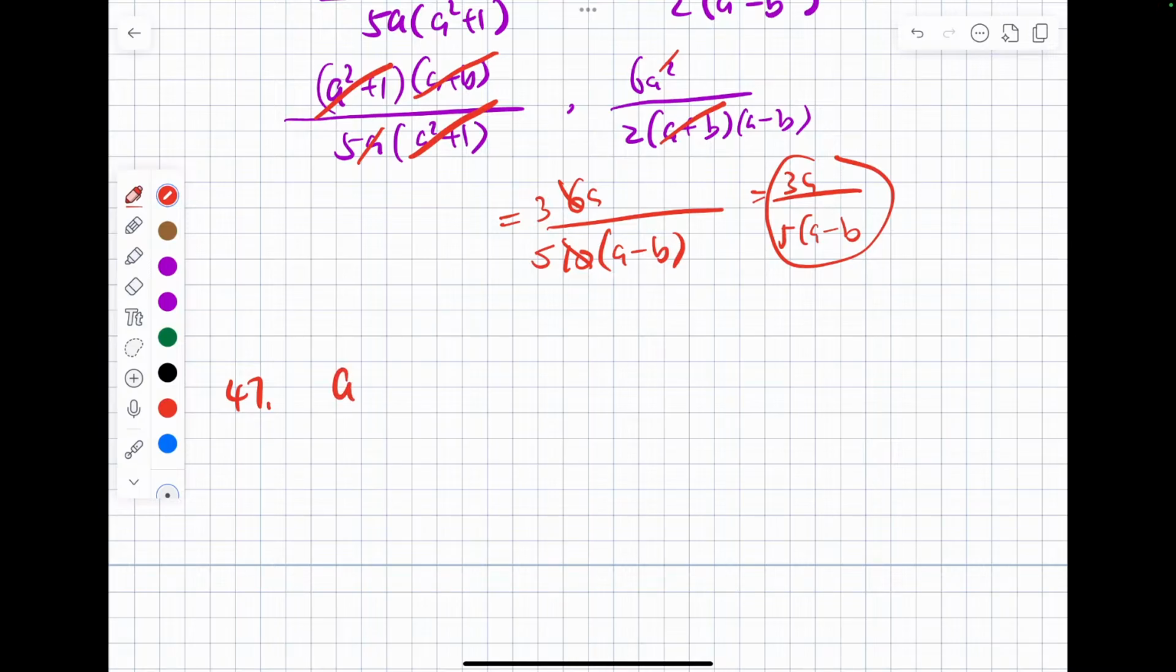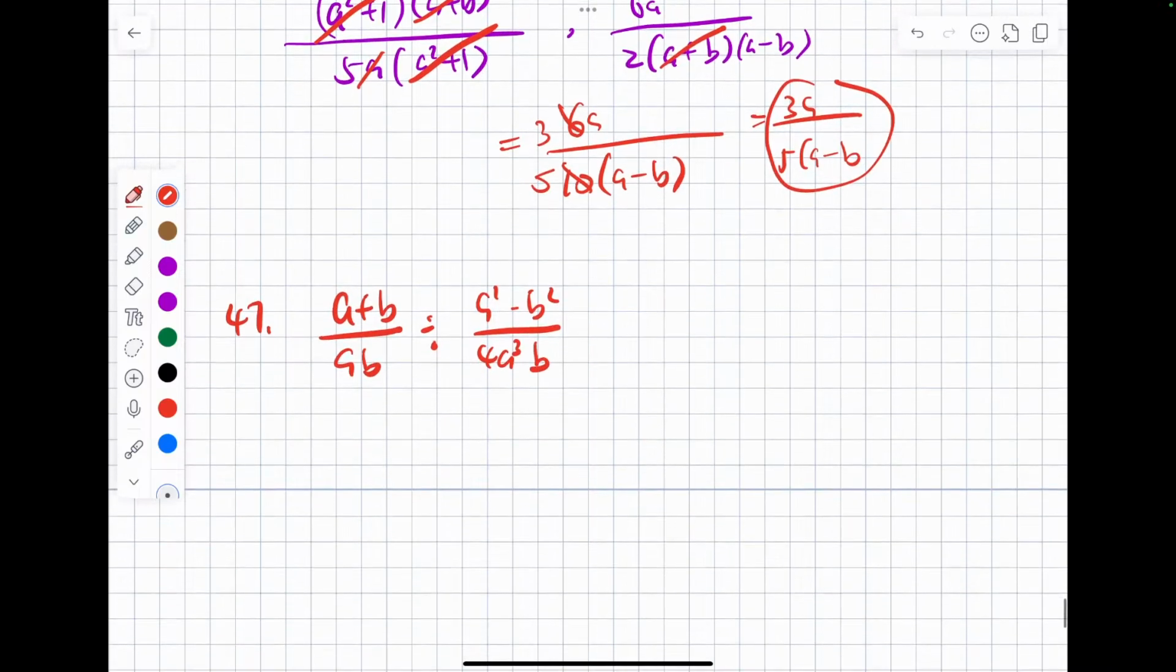Okay, so let's look at this question. (a plus b) over ab divided by (a squared minus b squared) over 4a cubed b. Now this is all multiplication. For this particular part, this is this times this, and this times this. So there's something we can simplify.